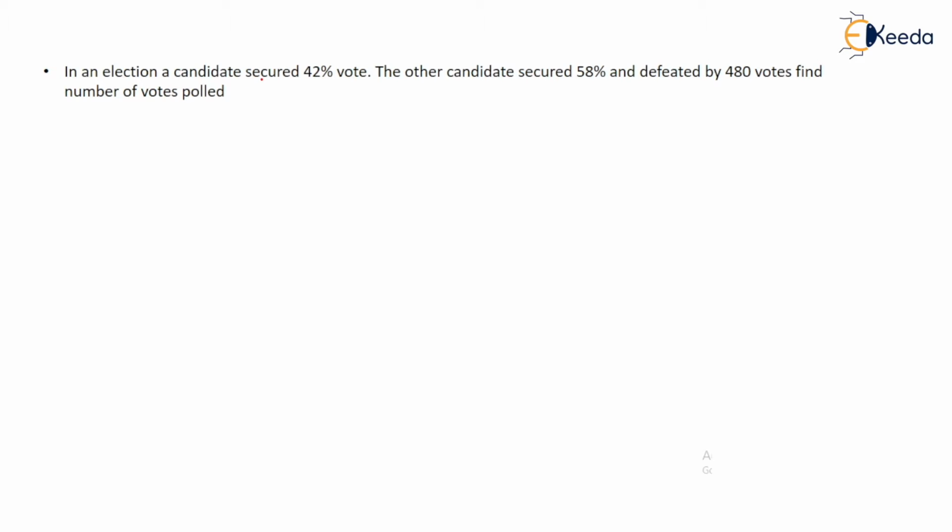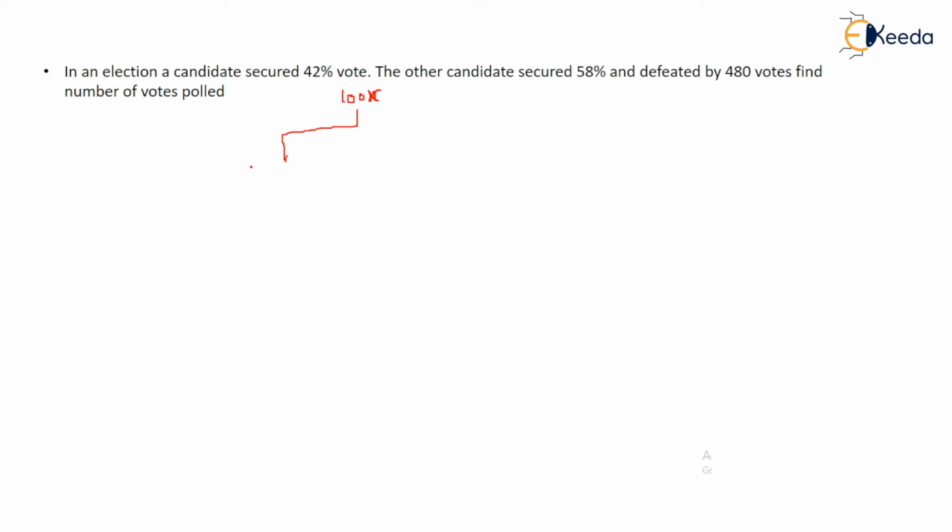In an election, a candidate secured 42% vote. The other candidate secured 58% vote and defeated by 480 votes. Find the number of votes polled. Okay, very simple question. First, you have to try by your own. Keep a self-confidence that yes, I can solve it.